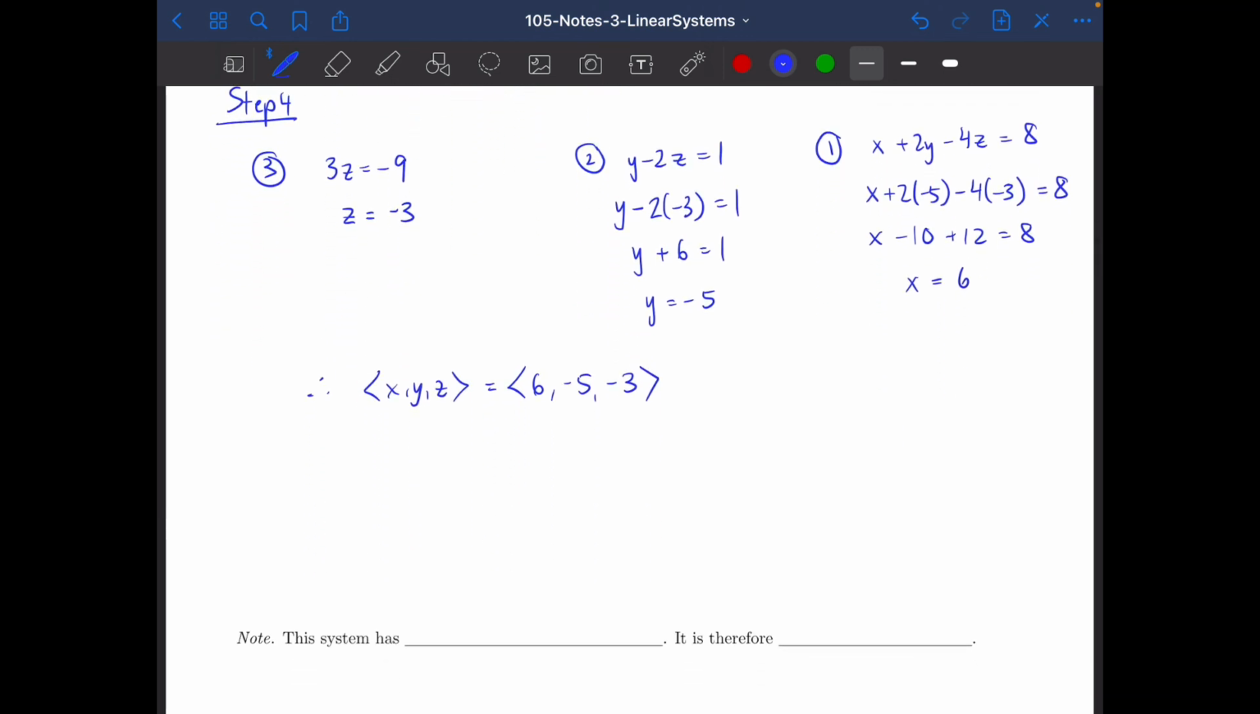And so we found that the system has one solution, or a unique solution. It is therefore consistent. Remember that linear systems with one or infinitely many solutions are called consistent. Next, we'll look at case 2, linear systems with no solution.